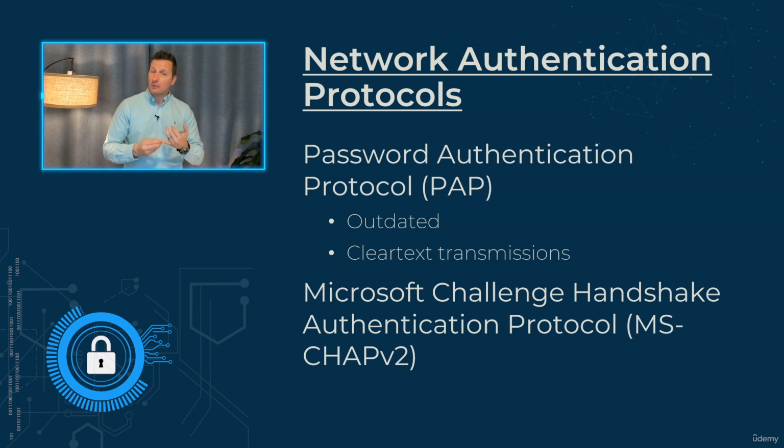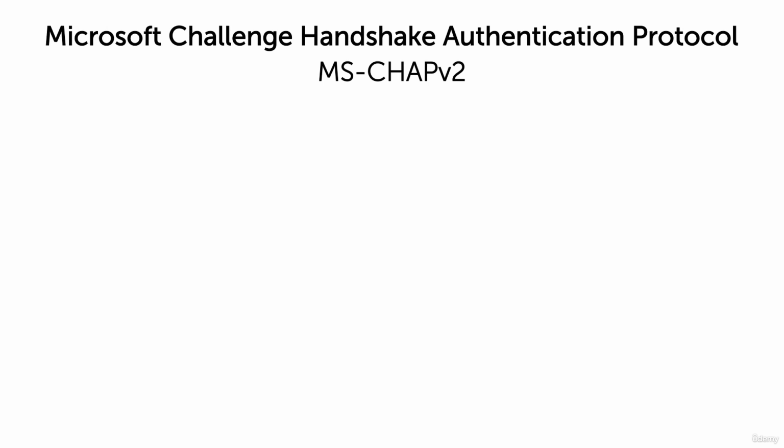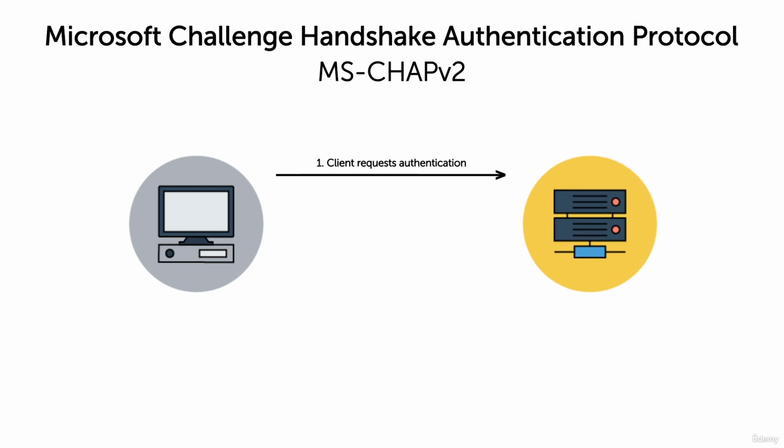Then we've got other network authentication protocols like Microsoft Challenge Handshake Authentication Protocol, called MS-CHAP. Now there are various versions of that like MS-CHAP v2. Now if we take a look at the packet flow with MS-CHAP v2, what happens is we have a client that requests authentication from a server. Now the way that really feels in the real world is a user is signing in the morning to an app or perhaps into a legacy device, and they're entering in their credentials.